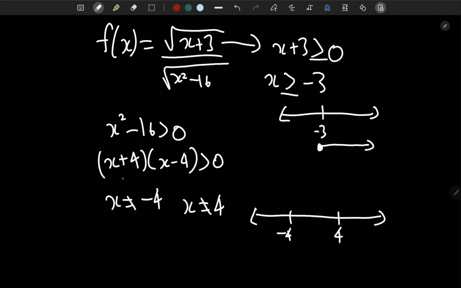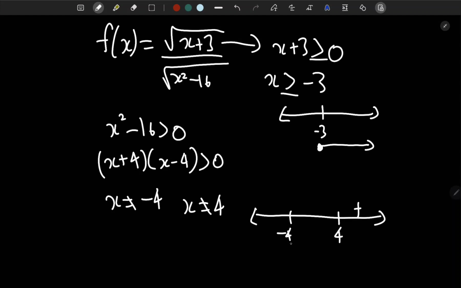So here let's take a number more than 4. Let's take 5 and replace it over here. So 5 plus 4 is a positive number, and 5 minus 4 is 1, so it's a positive number. So a positive number multiplied by another positive number is always positive and more than 0. So we know that this region is positive.